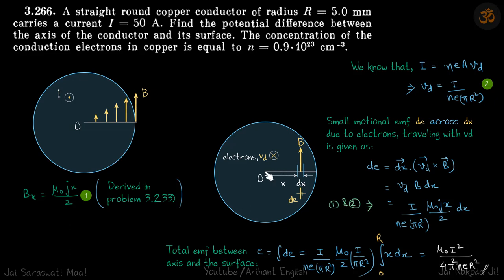So once again, the EMF is induced between the axis and the surface because the electrons are moving with the velocity Vd, and the magnetic field is generated because of the same moving electrons, and the value of magnetic field is this, value of electron concentration is this. So EMF induced is Vd into B cross dx, into V cross B. V and B are perpendicular. This becomes Vd B dx. If you put the value of B and Vd here and integrate from 0 to r, you get your answer.